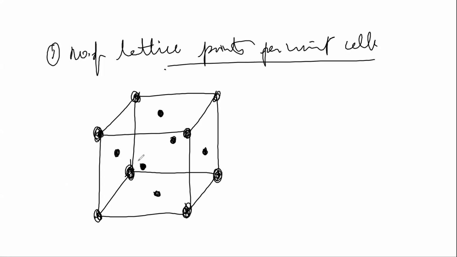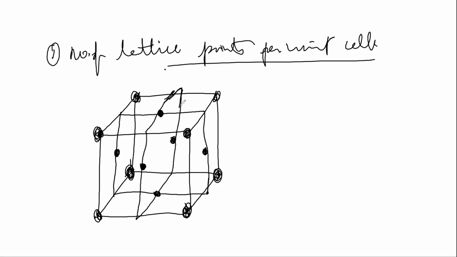Okay, students. Now let me make it in this way. This is one plane. This is one more plane. This is one more plane. We have 3 planes, each of the faces. So this is the FCC structure.